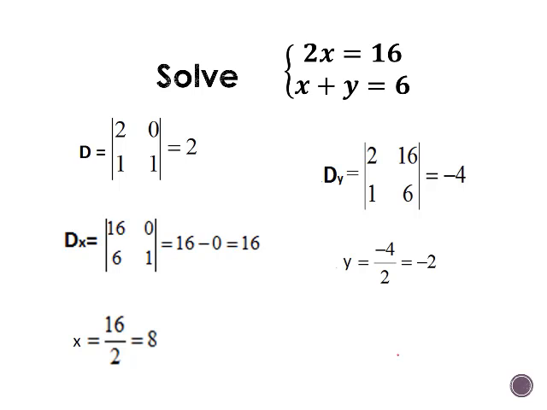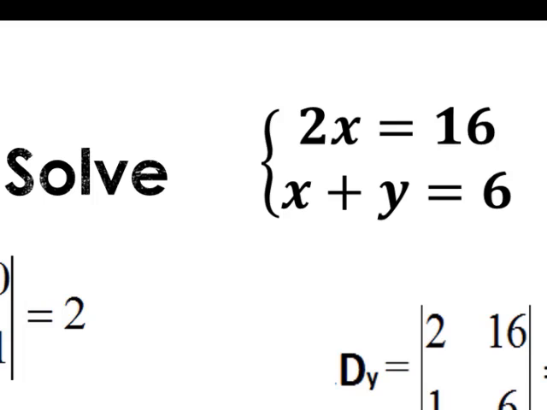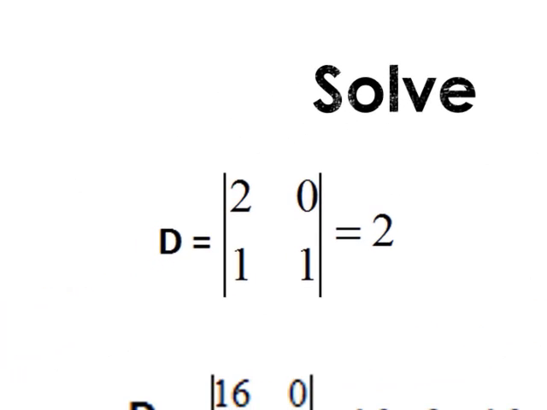Now let's solve the last example. In the last example, we are solving the system 2x equal to 16 and x plus y equal to 6. In doing so, we find the determinant of the original matrix denoted by D, and so we have 2, 0, 1, 1. As you can see, equation 1 has no term in y, and so it means that y has a coefficient of 0. That's why we have 2, 0, 1, 1. So we multiply across to find our determinant.